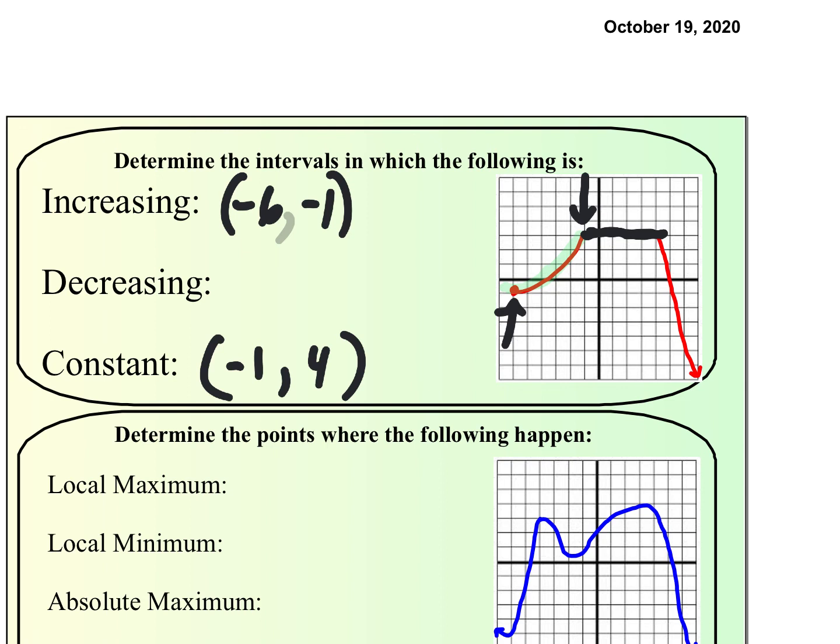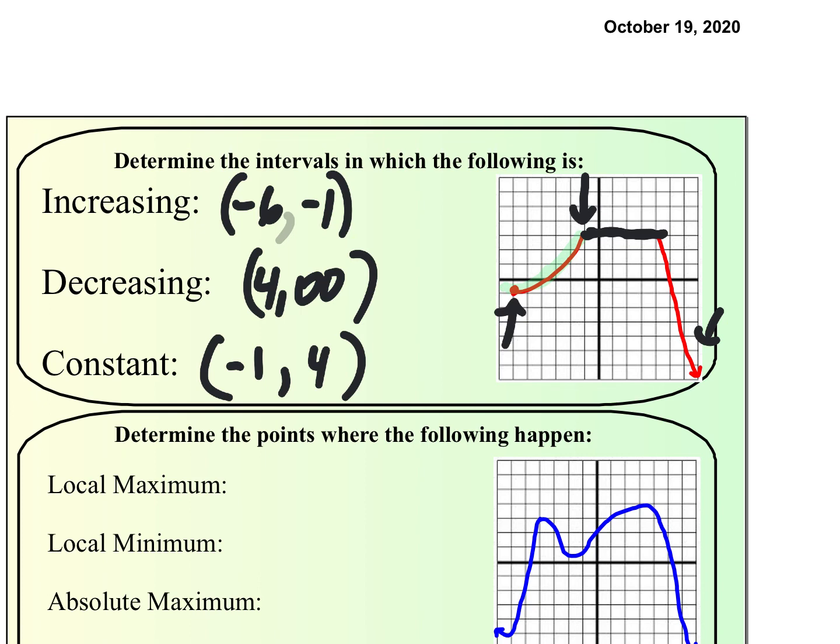And then the rest of the time it's decreasing. And notice there's even a little arrow at the end that keeps decreasing. Cal, can you do the decreasing part? Yeah, from 4 to infinity. You got it.